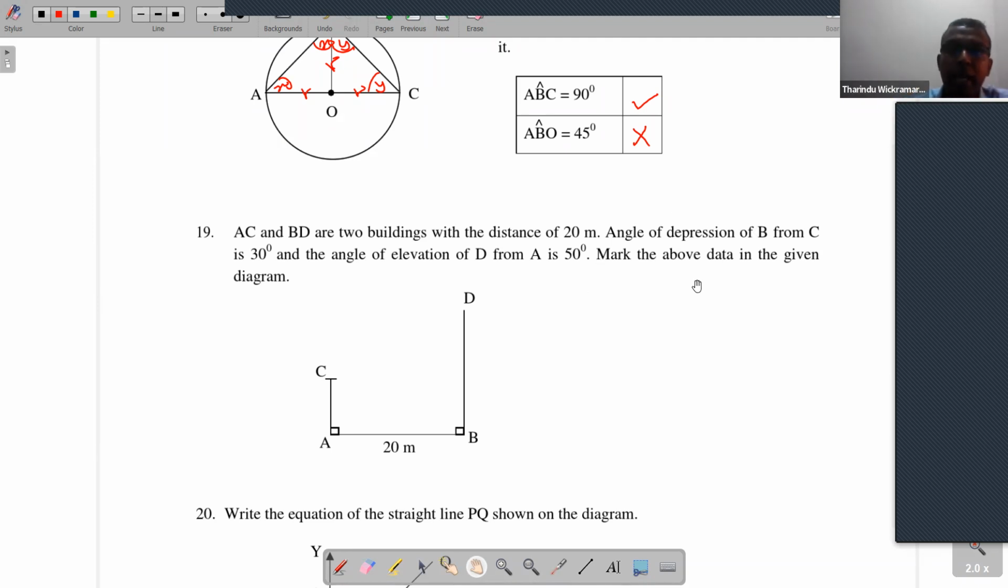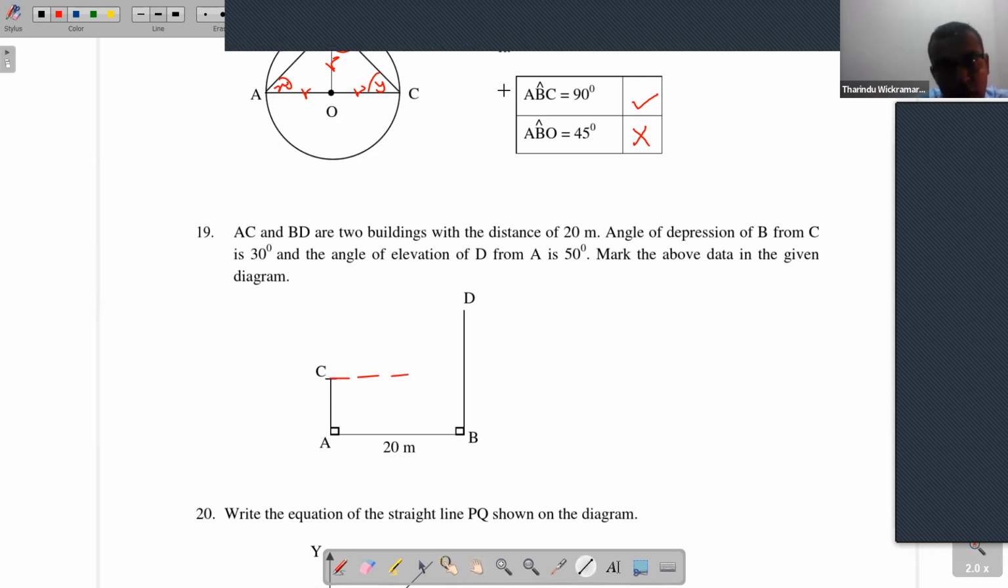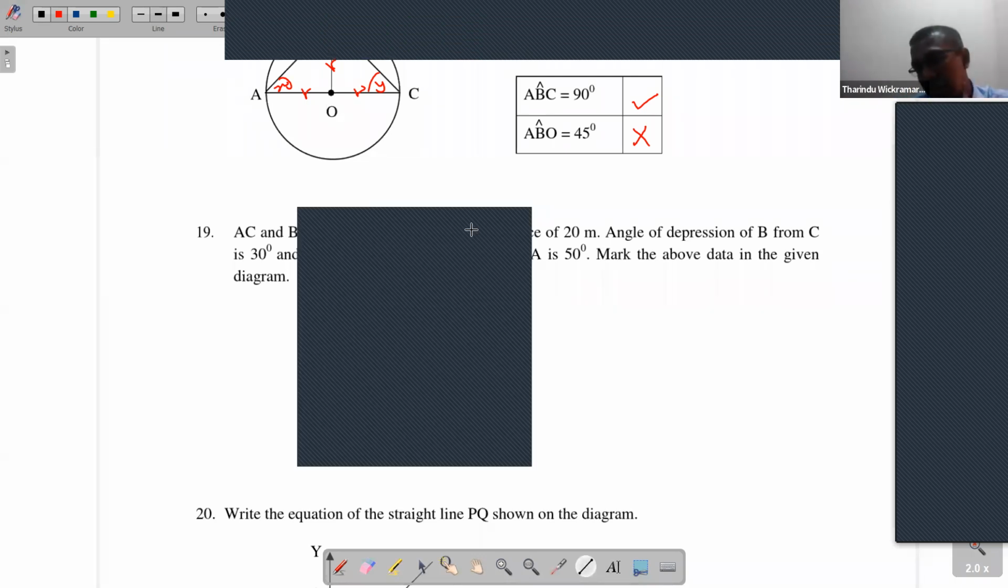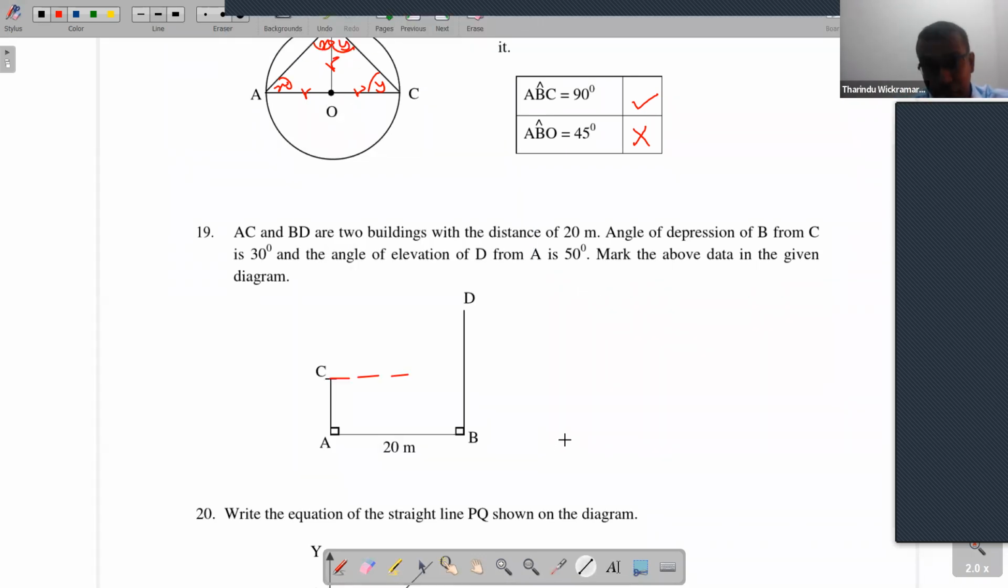So they have given the angle of depression of B from C. So you have to first mark the eye level, no? This is in your short questions book, from different places I have taken. So this is the angle of elevation. This is the angle of depression. You have to just mark the angle. This is 30. This is 50. That is so.